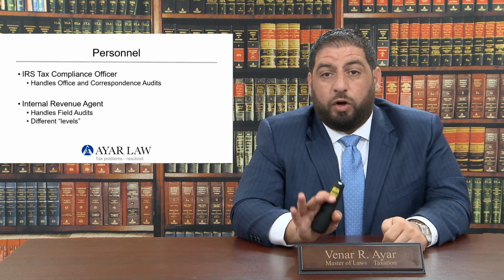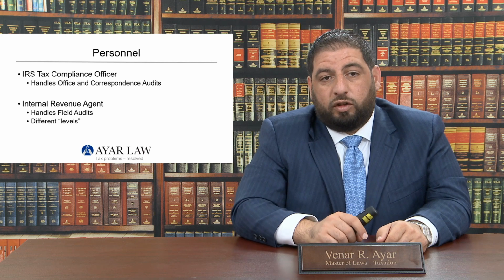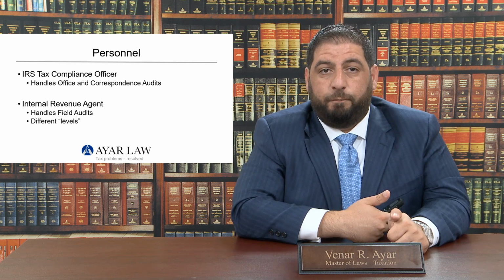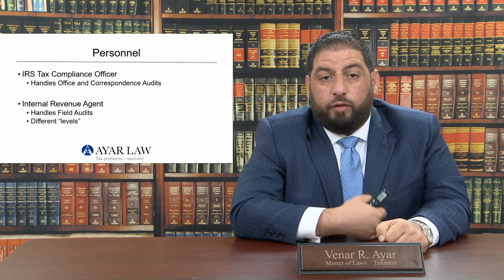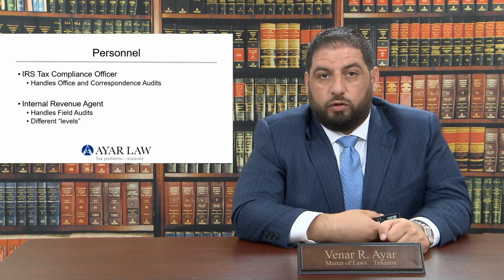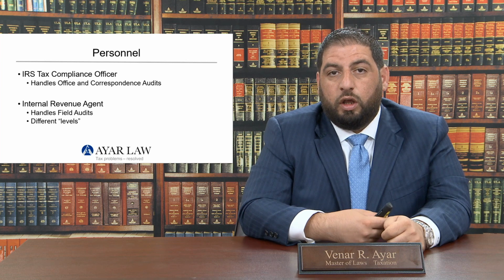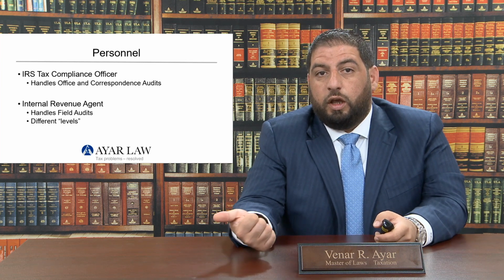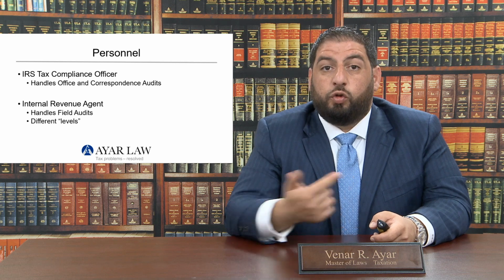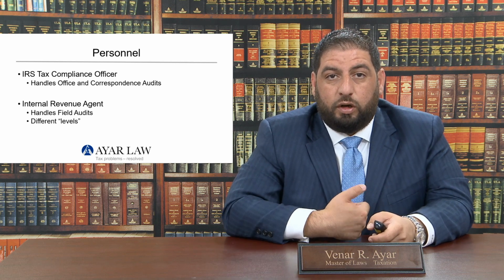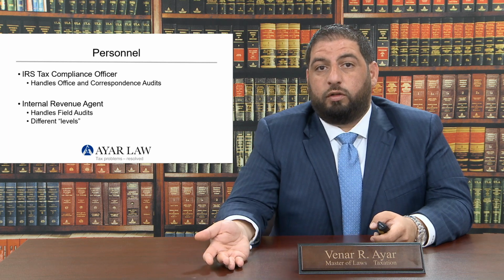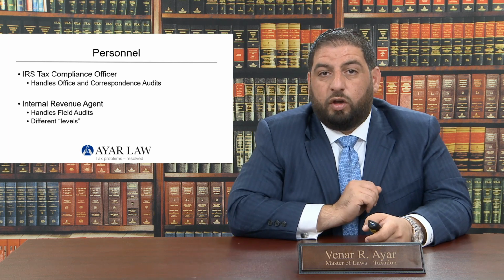Okay, so the personnel you'd be dealing with at the assessment department is an IRS tax compliance officer. They handle office audits and correspondence audits. So there's 3 different ways you can be audited. It can be done by mail, AKA a correspondence audit. It can be done where you go to the IRS and meet with the agent. That's called an office audit. Those 2 types of audits are handled by a tax compliance officer.